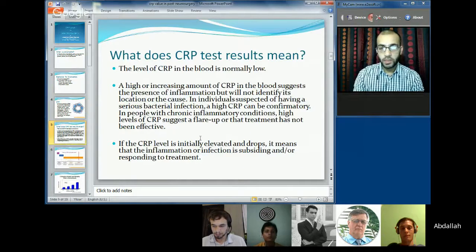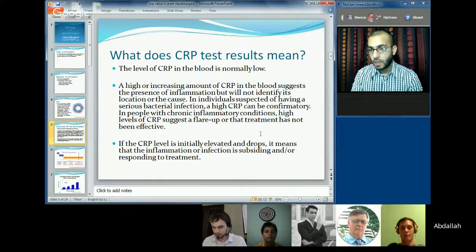Now, what do CRP test results mean? How can we interpret the results of CRP in the blood plasma? So if we have a higher and increasing amount of CRP in the blood, that shows us that there is an inflammation. But as we can see here, CRP is a general or non-specific marker, so it will not identify the location or cause of the inflammation.